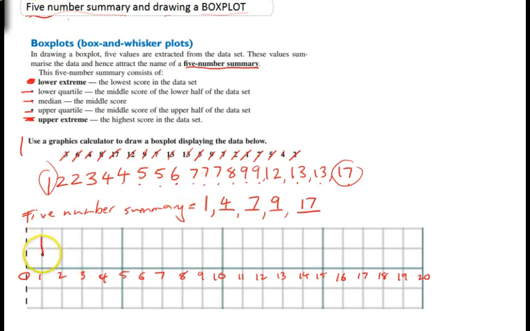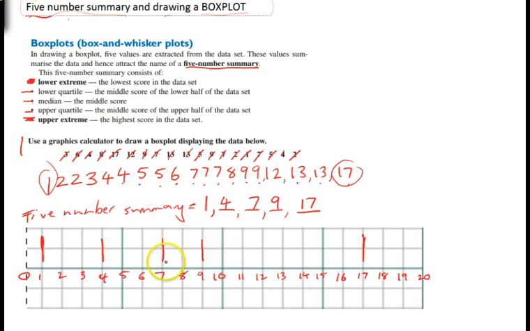First of all, I draw a line at the minimum number, so that's number 1. Draw a nice line here. Okay, should be nice and straight. I also draw a line at my highest number. So in this case, it's 17. Okay. Now I need to draw lines at everything. So I need to draw a line at 4. I need to draw a line at 7. And I need to draw a line at 9.